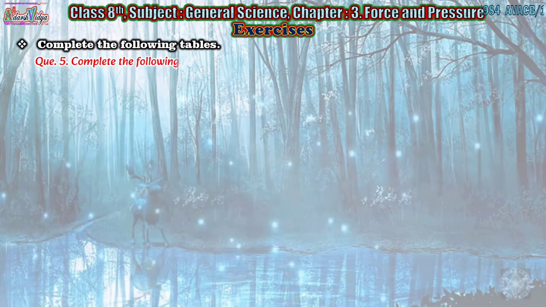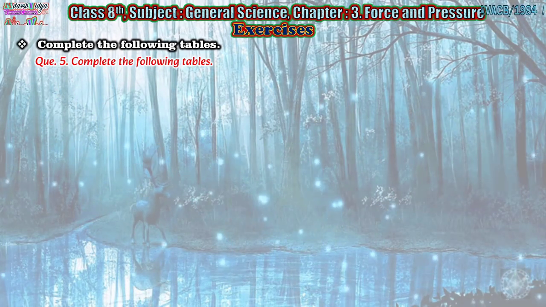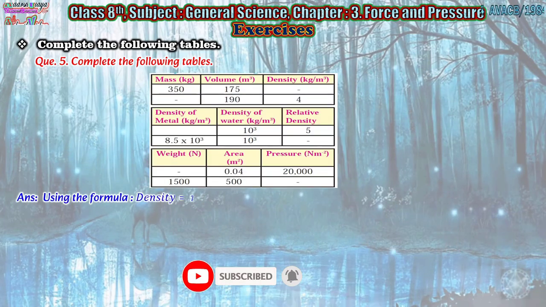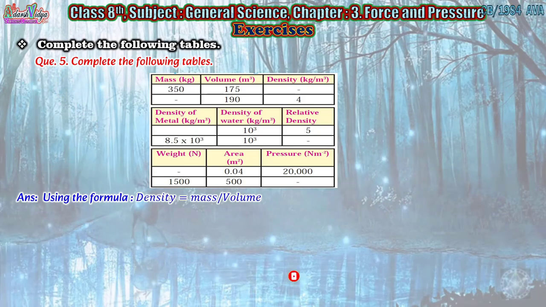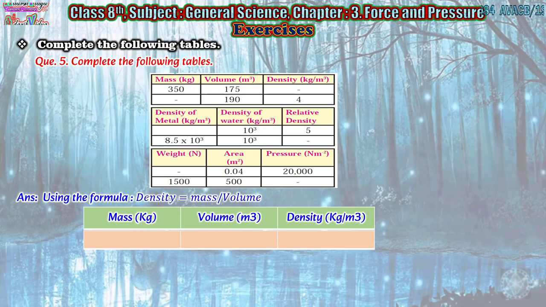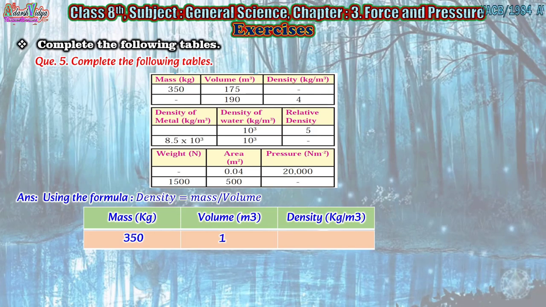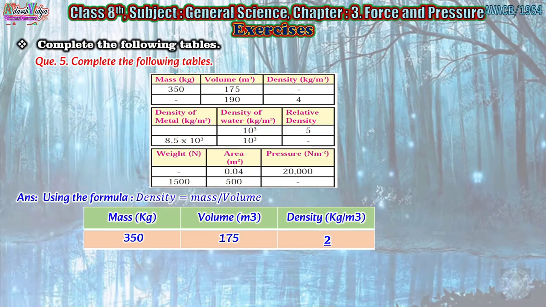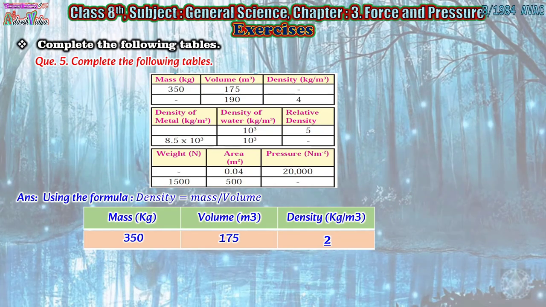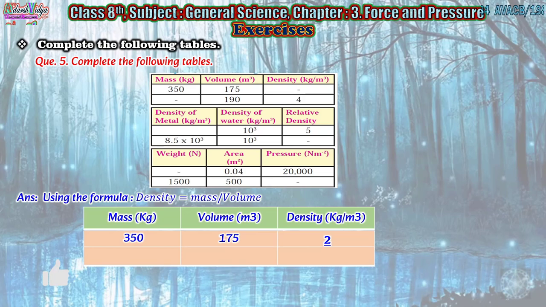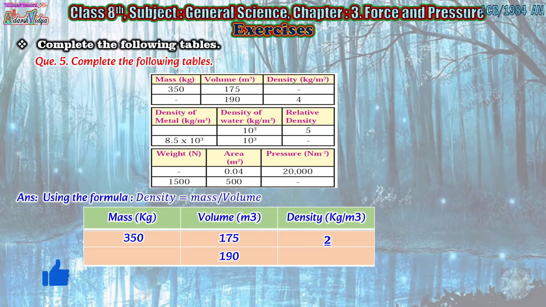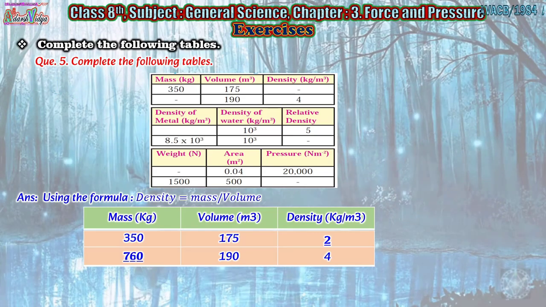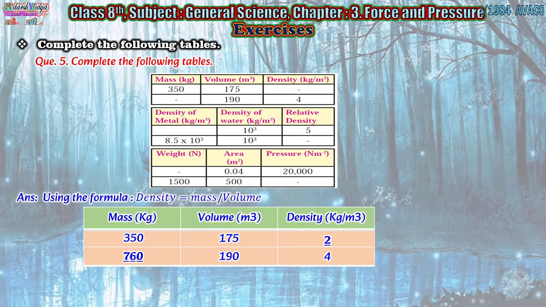Question 5. Complete the following tables. Answer, using the formula, density equals mass upon volume. When mass is 350 kg, volume is 175 meter cube, then density is 2 kg per meter cube. When volume is 190 meter cube and density is 4 kg per meter cube, then mass is 760 kilograms.